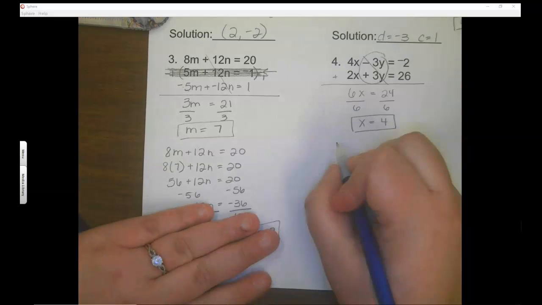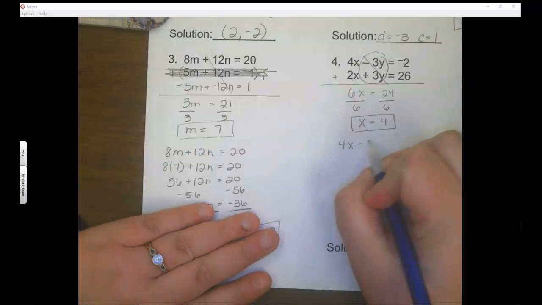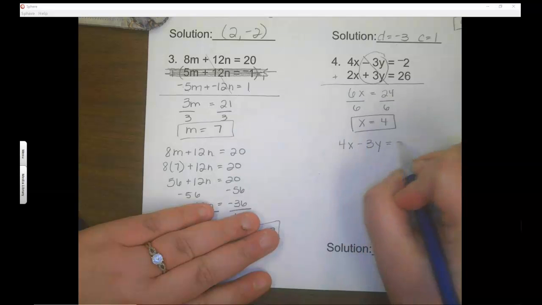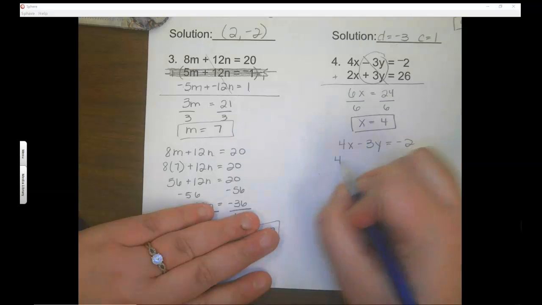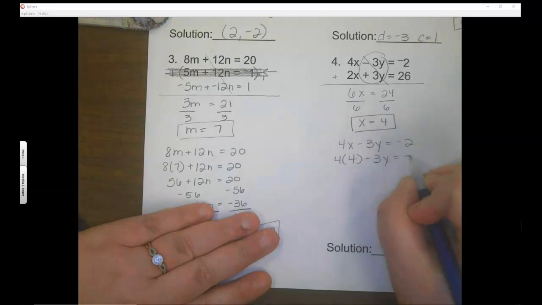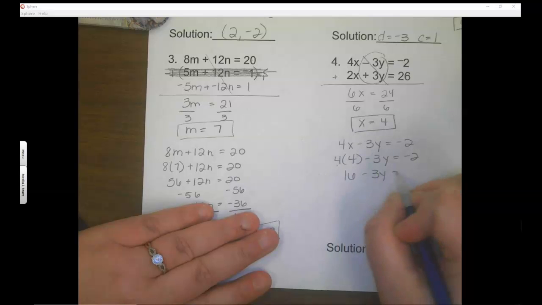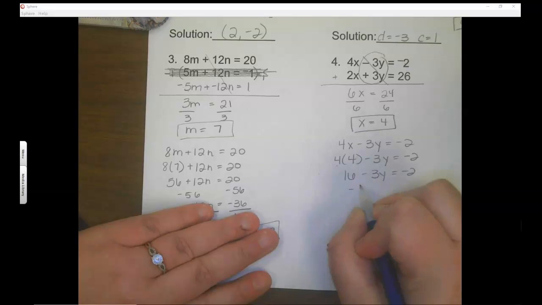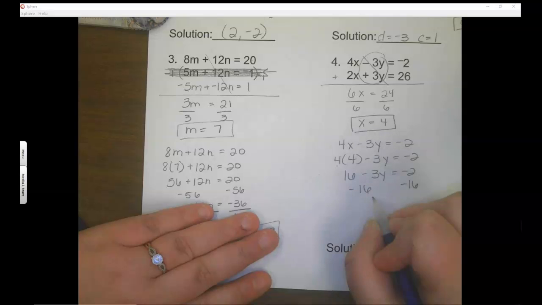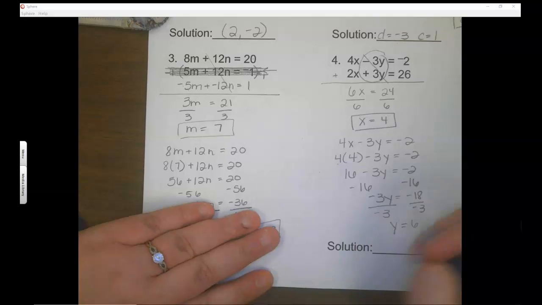So I'm going to go back to my first or my second one. It doesn't really matter. I usually do the one that looks easier, or just pick the top one. 4 times 4 is 16 minus 3y. So I'm going to subtract 16 from both sides. Negative 3y equals negative 18. Divide by negative 3. Y equals 6.